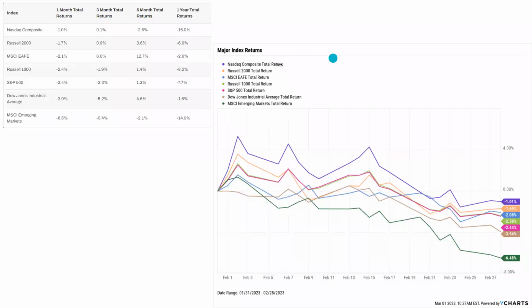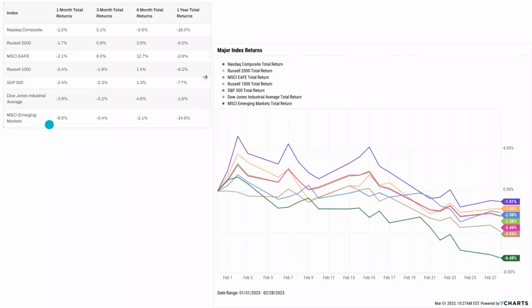All right. If we take a look at the major index returns, that's what this chart is here for, February. We kind of briefly touched on it earlier. The Nasdaq was down about 1%. The Russell 2000 down about 1.69%. We also have some emerging markets on here. We can see that underperformed all of them, down about 6.48%.